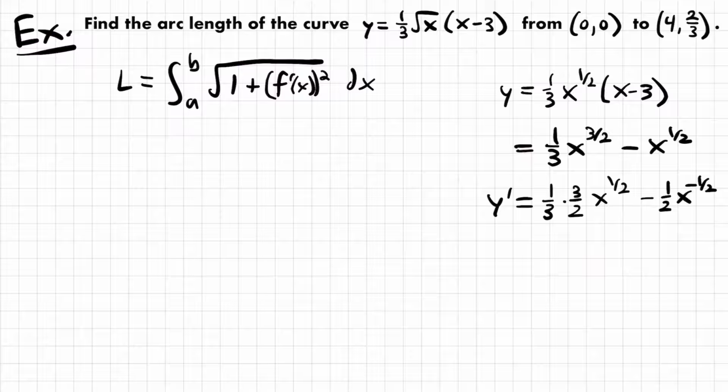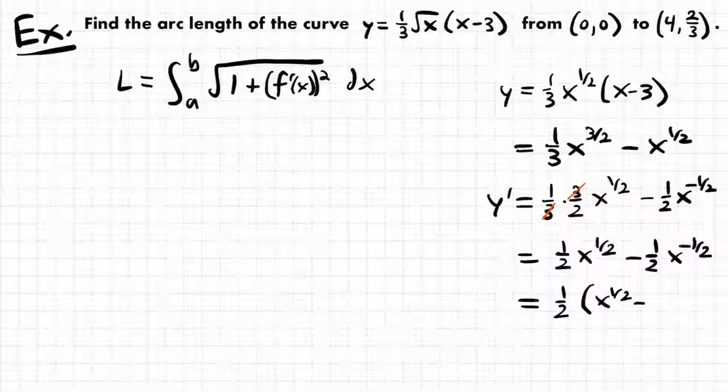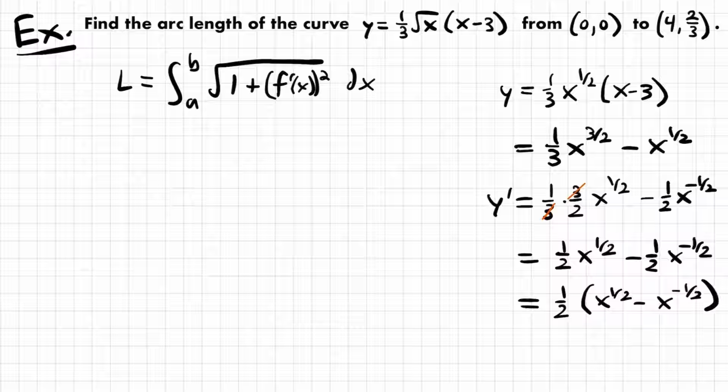Okay, and so then to simplify, this 3 and this 3 will cancel out, and so y prime is equal to 1/2 times x to the 1/2 power minus 1/2 times x to the negative 1/2 power. Now we can pull out a common factor of 1/2 from each of these terms, and so then we'll have that this is equal to 1/2 times x to the 1/2 power minus x to the negative 1/2 power. Okay, and I'm going to keep this negative exponent as it is for now. Normally I would move that to the denominator so that we have a positive exponent, but it'll be easier to work with it like this for now, and so this will be our derivative that we will plug into our arc length formula.